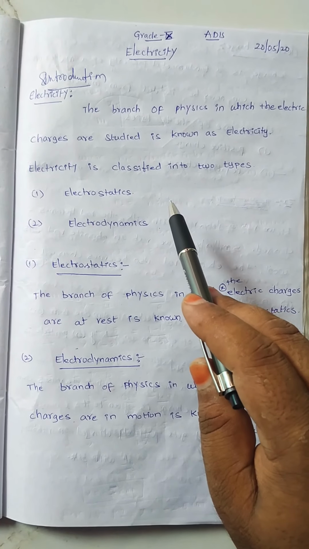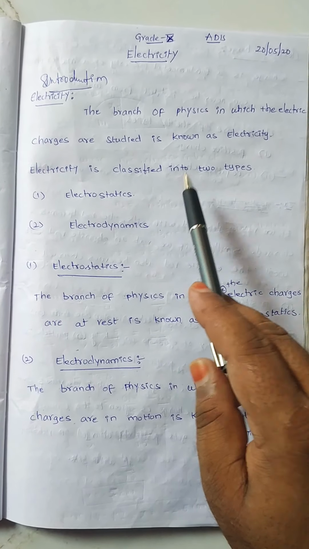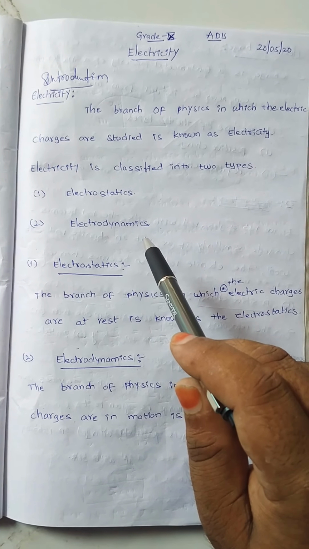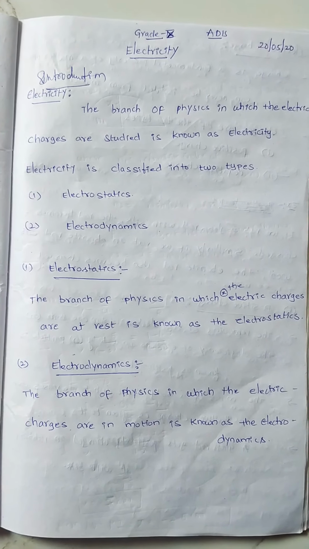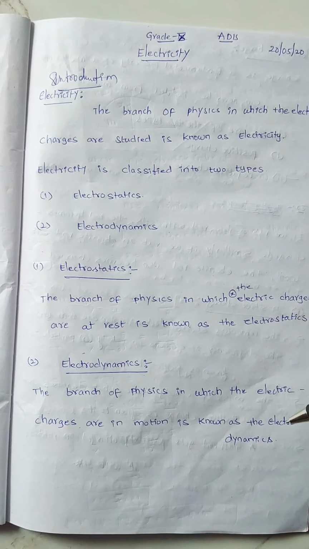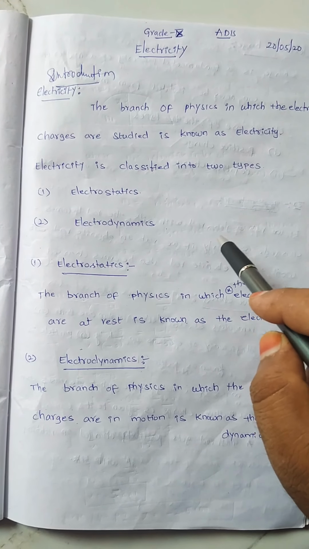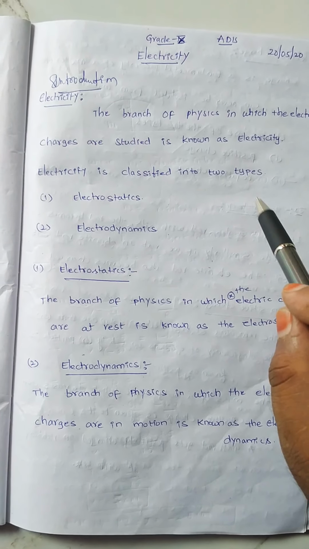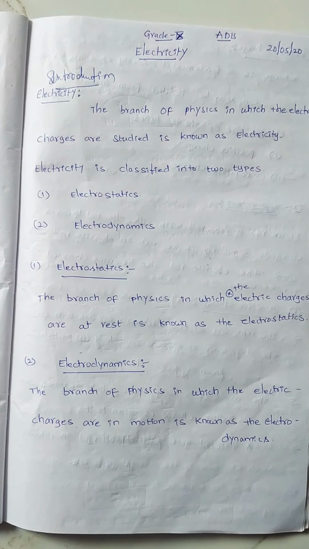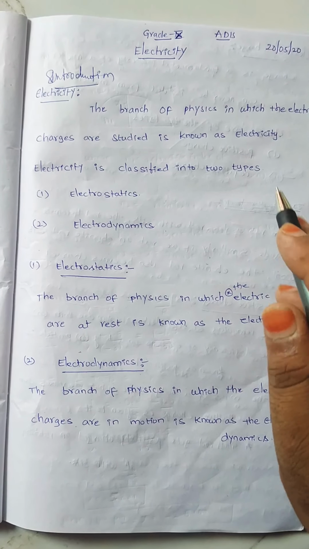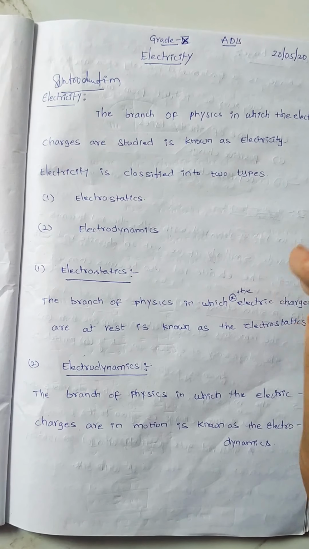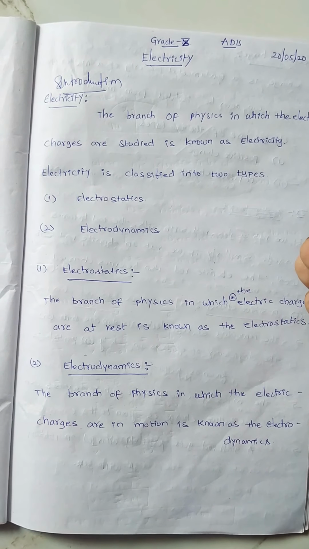The branch in which the electric charges are at rest is known as electrostatics, and the branch in which the electric charges are in motion is known as electrodynamics. Stationary also means rest. So electric charges that are stationary or at rest is electrostatics. Electrodynamics means the electric charges are in motion.